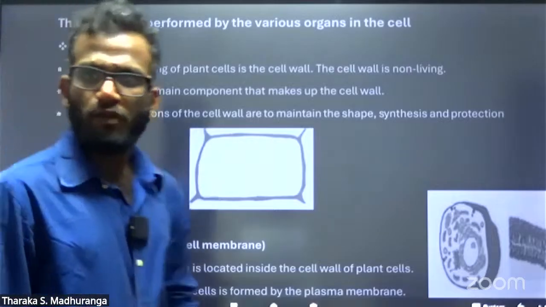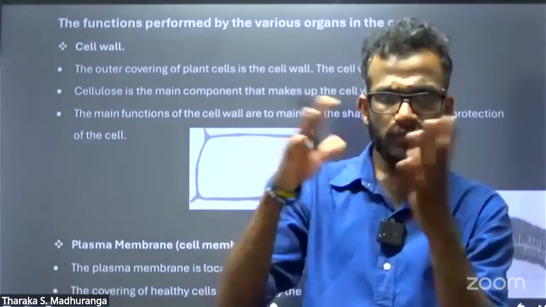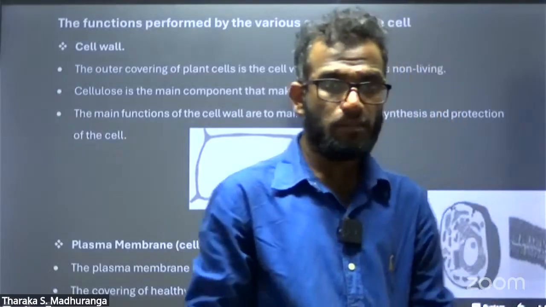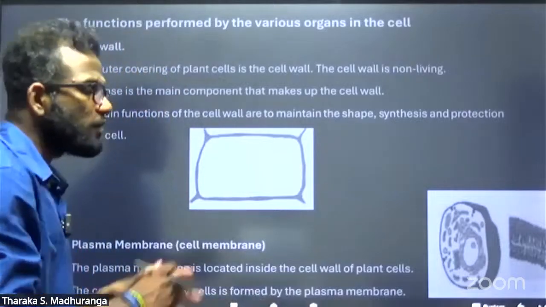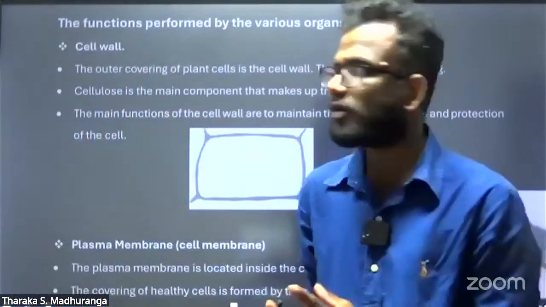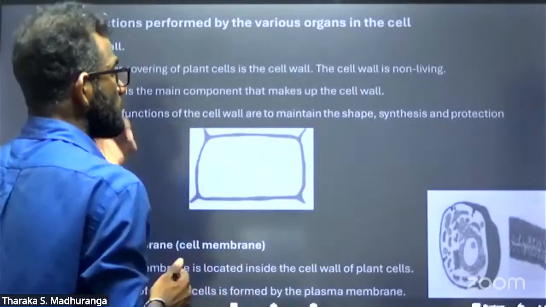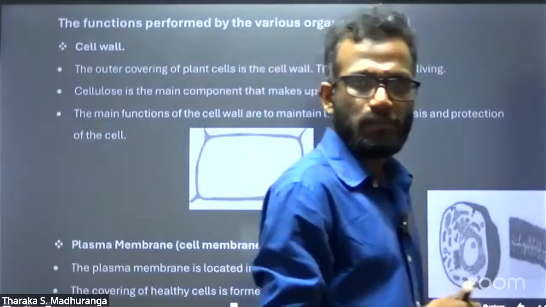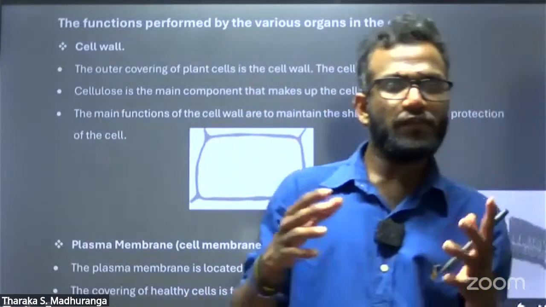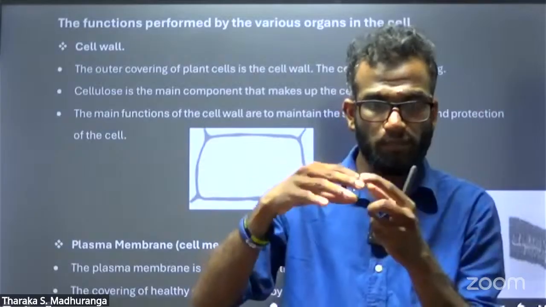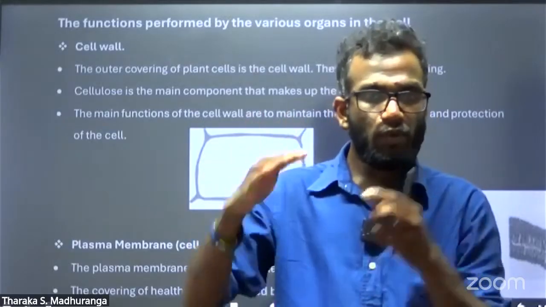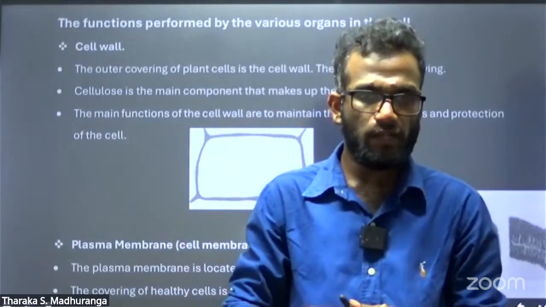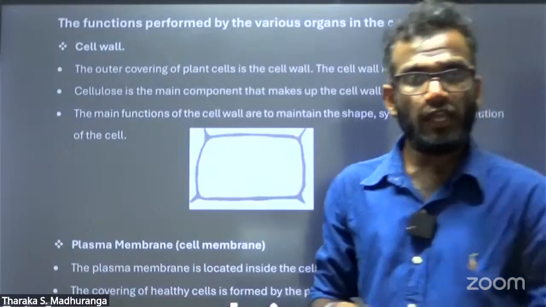Cell wall. The cell wall is only present in plant cells, not in animal cells. That's important. It is a rigid cell wall that is mainly important for the protection of the cell. The main function is protection, and because of the plant cell wall being rigid, it gives a specific shape to the plant cell.